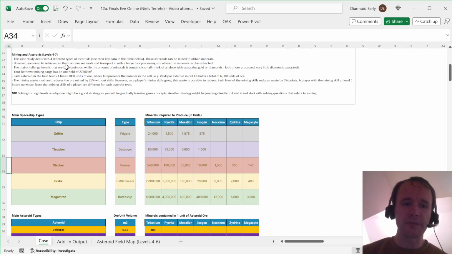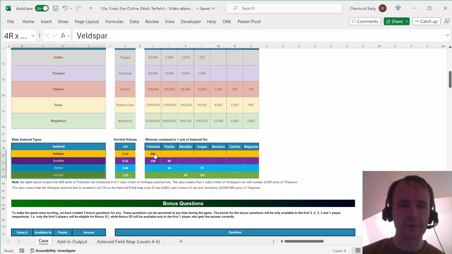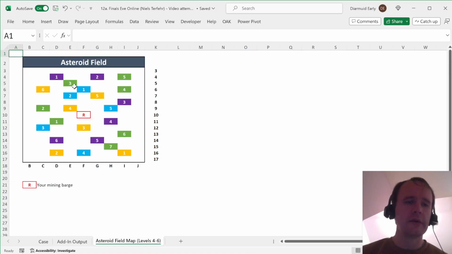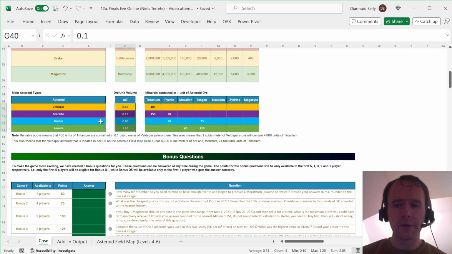Then the second half of the case, there are different asteroids that we can mine to acquire these minerals. There are 4 different types of asteroids we're given. 1 unit of asteroid ore has different amounts of minerals in it and has a different volume in meters cubed. We have an asteroid field here where the color represents the type that matches up to the color on this summary here. And the number is the number of thousands of units, and so we're going to drive our barge that starts off in this R, drive it around, mine things, sell them, see how much money we can make, and so on.